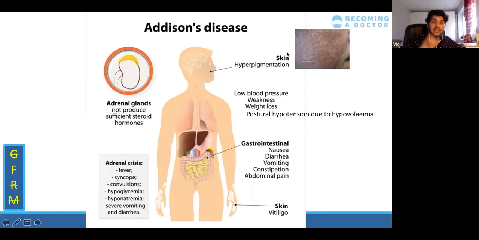A pretty classic sign that you'll see is hyperpigmentation of the skin, so-called bronze hyperpigmentation. So you can see a picture here. Have a look on Google, have a look at a few other pictures, or DermNet is a very good website for skin pictures, skin pathology. That's bronze hyperpigmentation. It's pathognomonic of Addison's disease, and it's a result of the increased ACTH levels because you don't have the negative feedback.